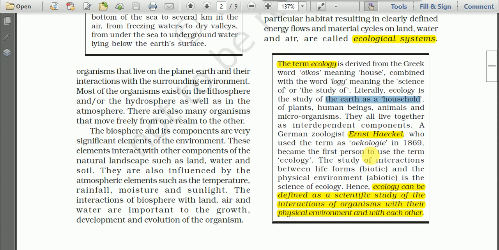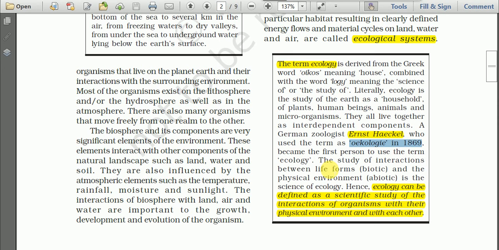A German zoologist, Ernst Haeckel, who used the term ecology in the year 1869, became the first person to use the term ecology. So Ernst Haeckel was the first scientist to use the term ecology.